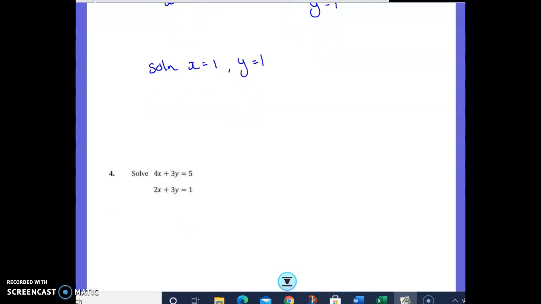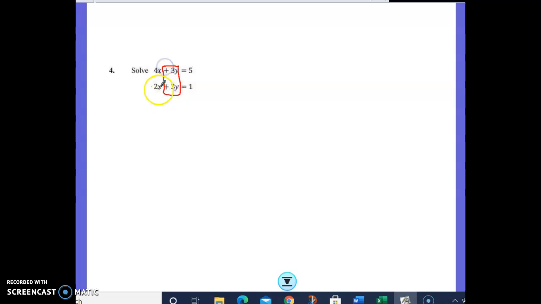Okay. Last example for now. 4x plus 3y equals 5. 2x plus 3y equals 1. If we're looking at these two, because these are the ones that are the same, the 3y and 3y, they're both plus, so to get rid of those I need to subtract. And a way to remember that is same sign, subtract. All the s's go together. When we have the different sign, that's when we're adding. When we've got the same sign, we're going to subtract.